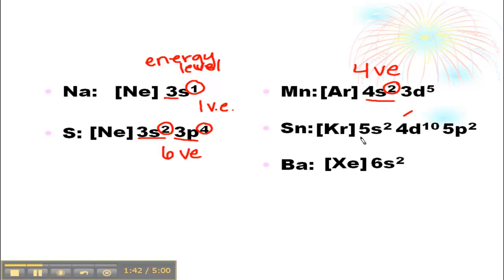For tin, we have 5s2, and then we have 5p2. 4 is a lower energy level. Okay, so the highest energy level is 5. So we have 2 in the S and 2 in the P for a total of 4 valence electrons. I just realized this was 2. Sorry about that. And then for barium, 6 is the highest energy level, so we have 2 valence electrons.